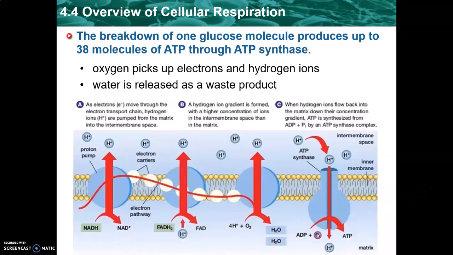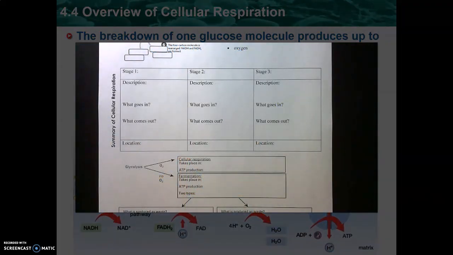At this point, I'm going to remind you of that summary chart in your Power Notes sheet and encourage you to go ahead and fill this out and summarize those 3 stages that we just discussed.